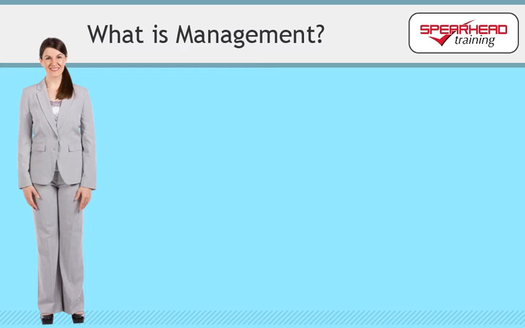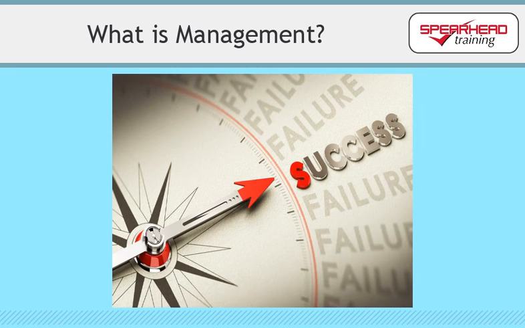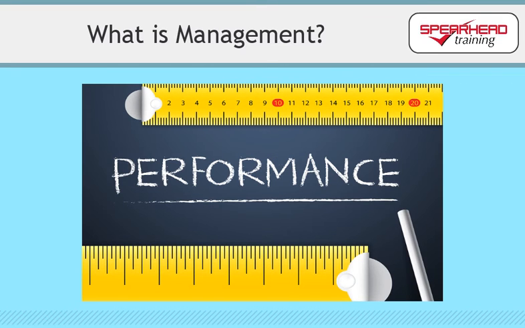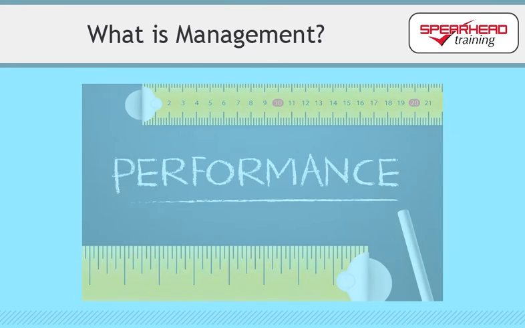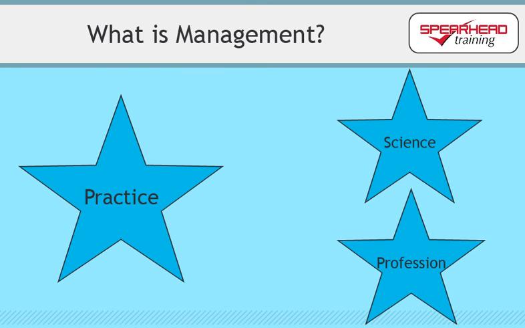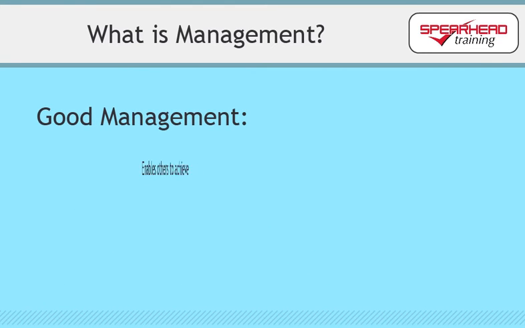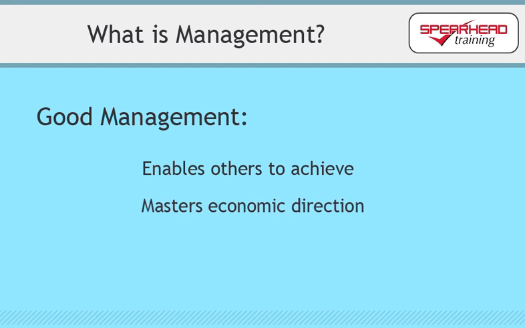Definitions of management are legion, but most agree that management is a skill involving supervision and a judicious use of means to achieve an end. The quality of management is the intangible resource separating success from failure in a business venture. The ultimate test of management is business performance. Management is a practice rather than a science or even a profession, although it contains elements of both. The test of good management is that it enables others to achieve and, by directed circumstances, masters economic direction.